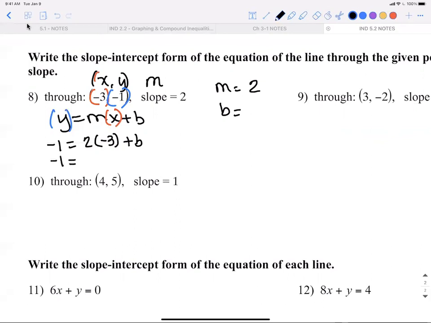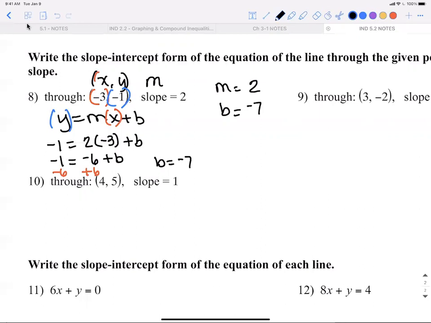So -1 equals 2 times -3 is -6 plus b. And then I want to get b by itself because that's what I'm trying to solve for. So I'm going to add 6 and add 6. And I end up with b equals -1 minus 6 is -7. Now I'm going to go back up into my blank space up there. Remember I said I needed an m and a b, and I'm going to put a -7 in for my b now.